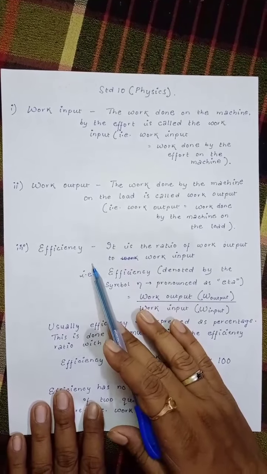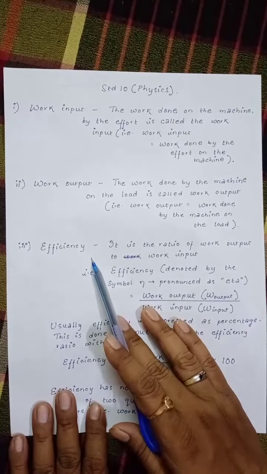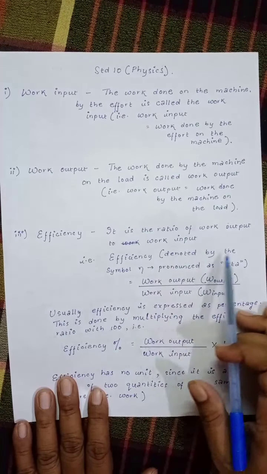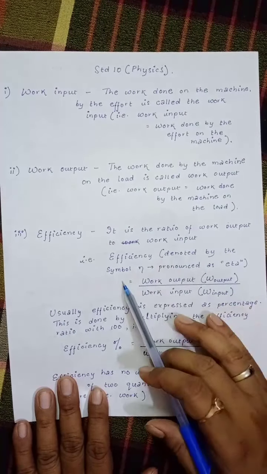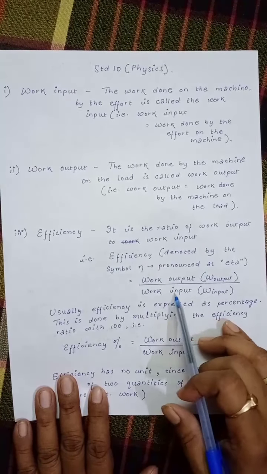The next term we are going to discuss is efficiency. It is related to work input and work output. We say it is the ratio of work output to work input. That is efficiency, which is denoted by the symbol eta. Eta we write this way, equal to work output divided by work input.